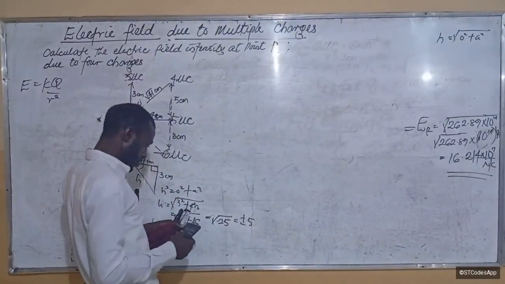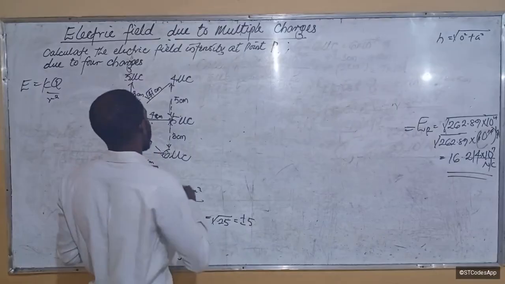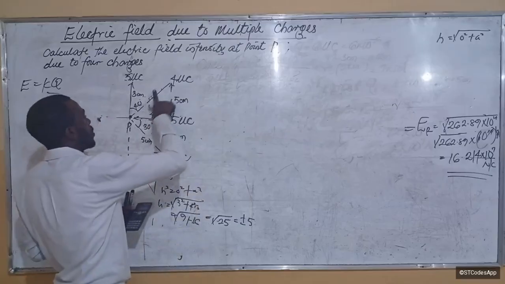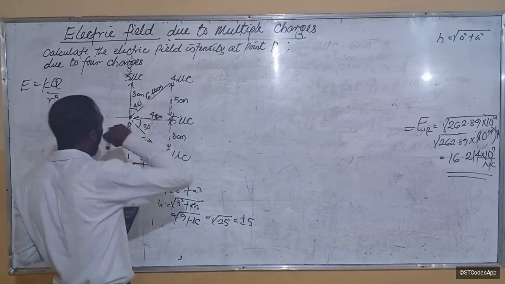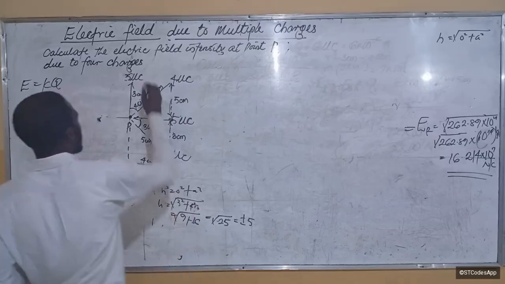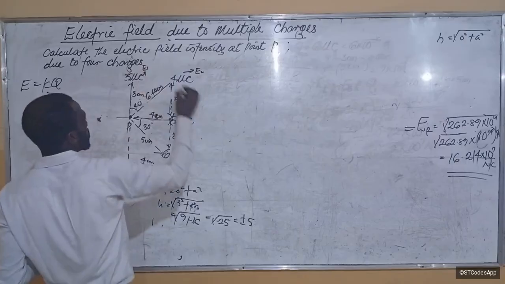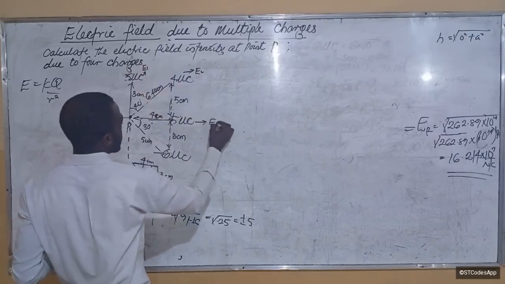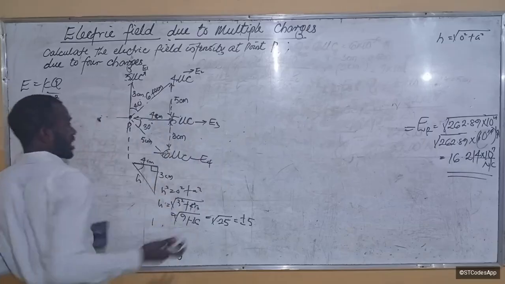So by the time you solve this, square root of 41 is 6.40, so that will be 6.40 centimeters. Alright. So now if you know how to calculate electric field intensity, you can choose this as your E1, E2, E3, E4. And calculate how many charges you have. 1, 2, 3, 4. 4 charges.